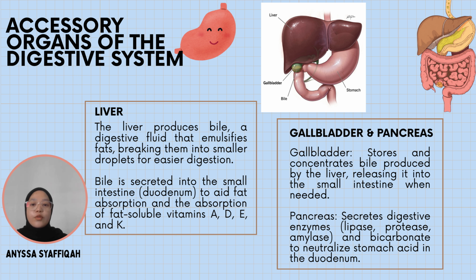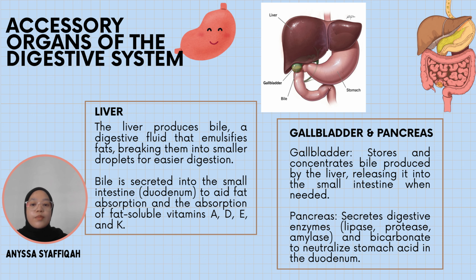Next, let us move to the accessory organs of the digestive system. Accessory organs are organs that help digestion, but food does not pass directly through them. The main accessory organs are the liver, gallbladder, and pancreas.